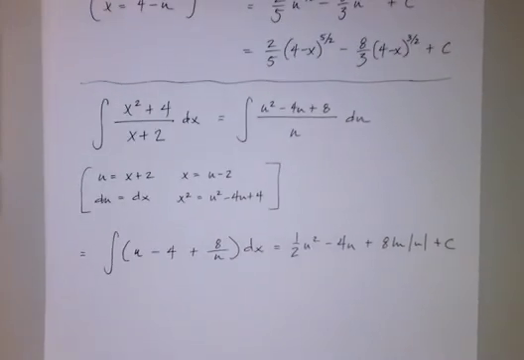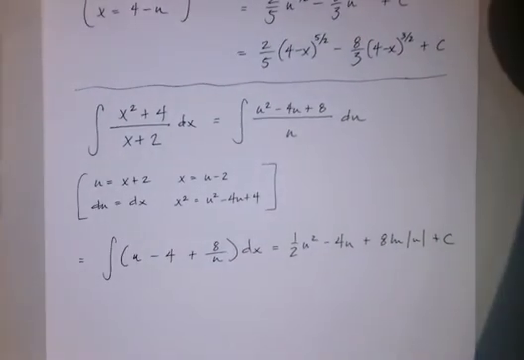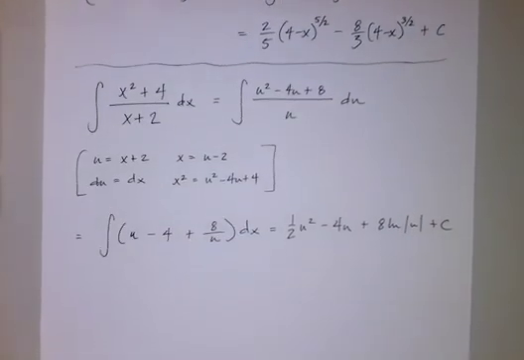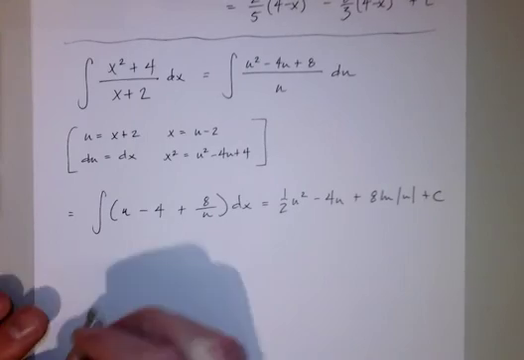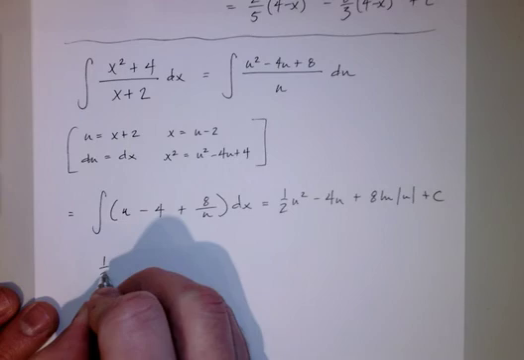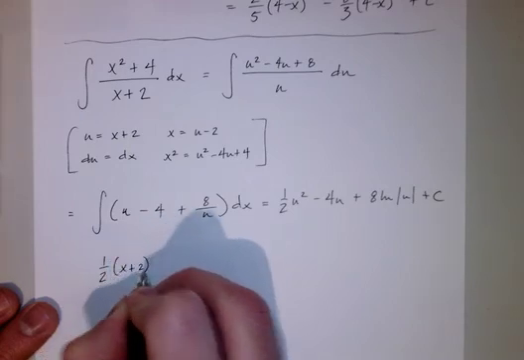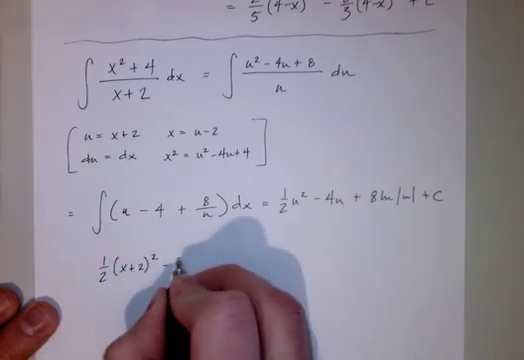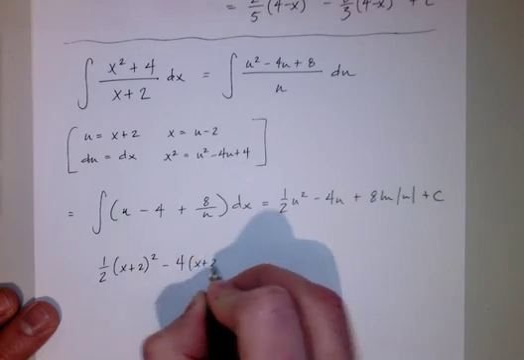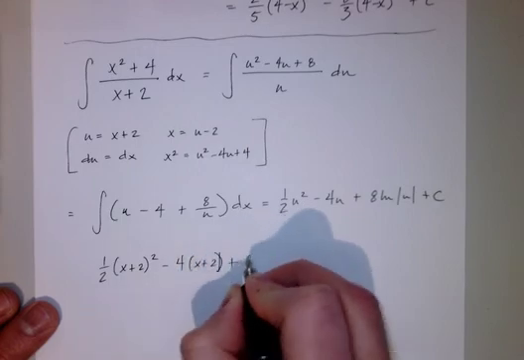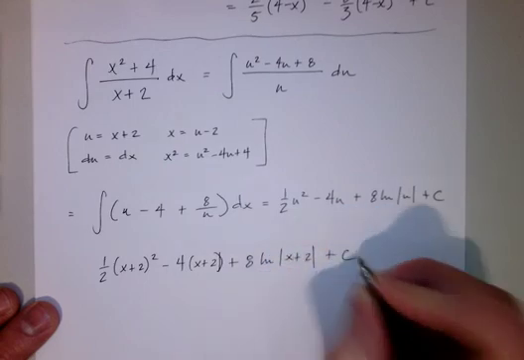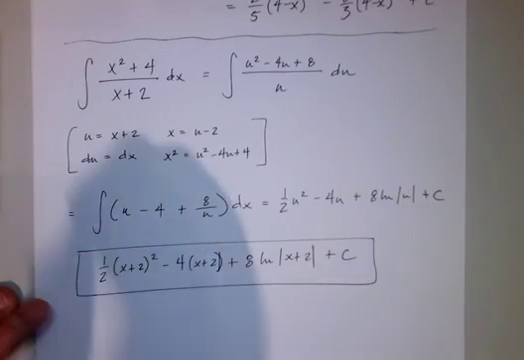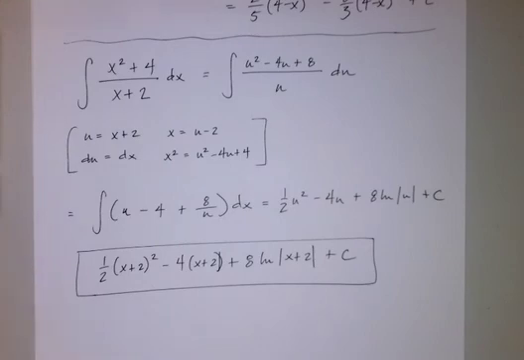So I use the u substitution to put it into a form that I actually then can simplify, because I transformed the denominator from a binomial into a monomial. Kind of a neat trick, right? And therefore I get 1/2 (x plus 2) squared minus 4 times (x plus 2) plus 8 natural log absolute value of x plus 2 plus c. And there is your integral. Okay.